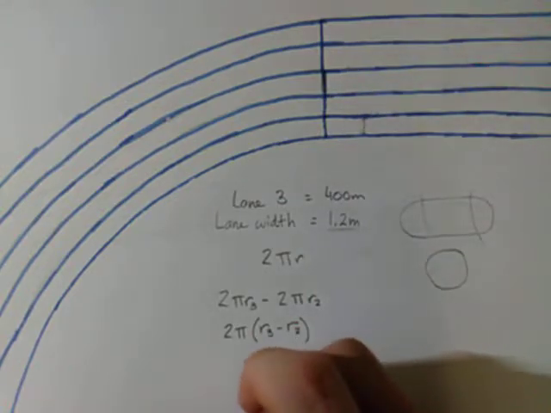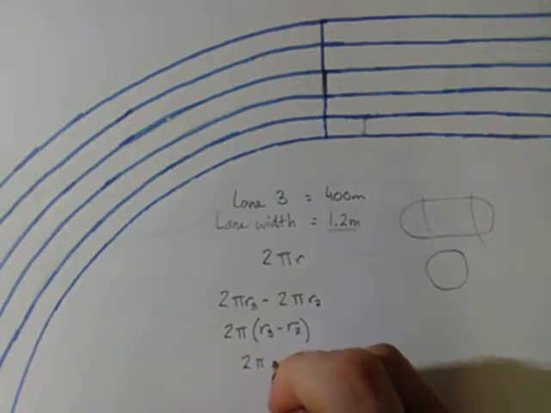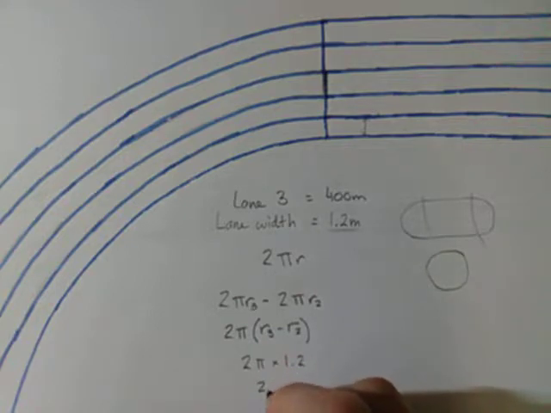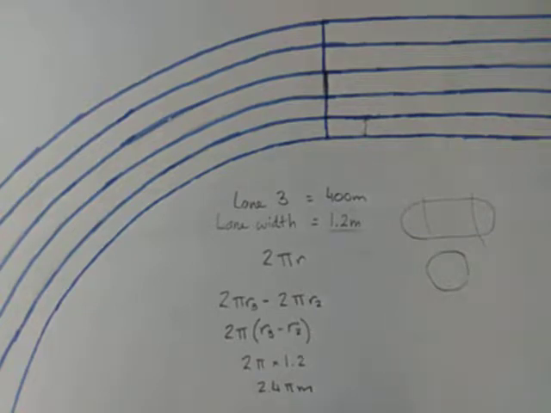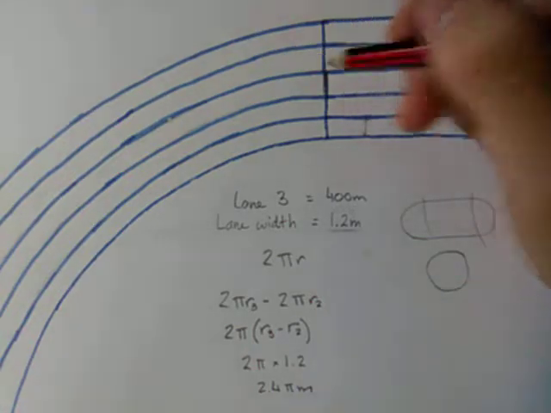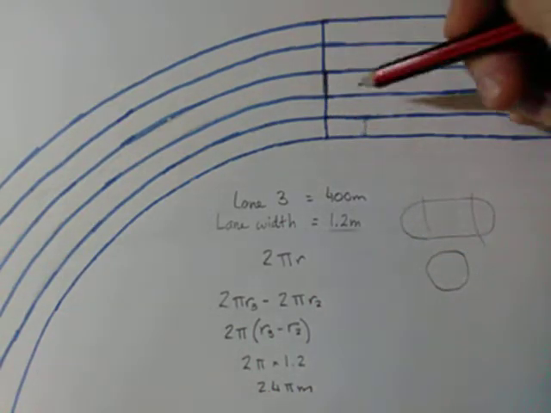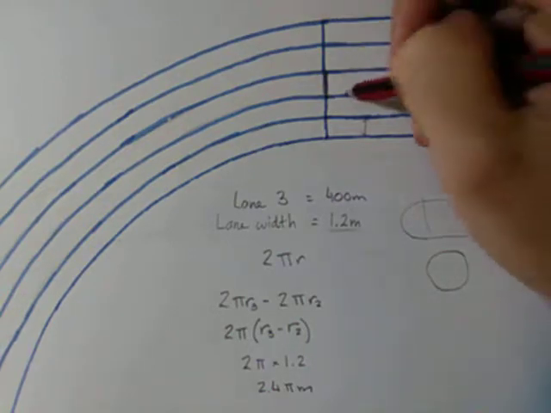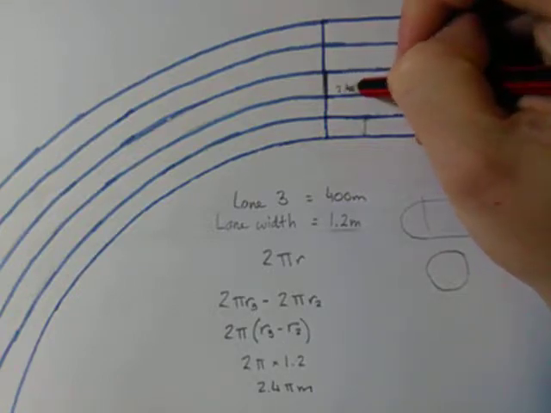So we end up with 2 pi times 1.2, or 2.4 pi. And that is our stagger. It is that simple, 2.4 pi meters. If your lanes are not 1.2 meters wide, then you just change what r3 minus r2 is, your lane width. So from the start, the inside of lane 3, you can measure back 2.4 pi meters.